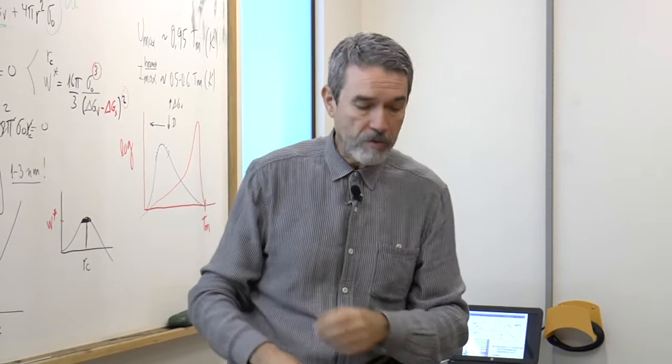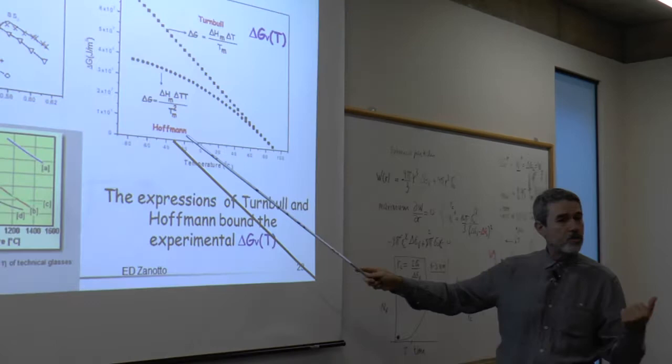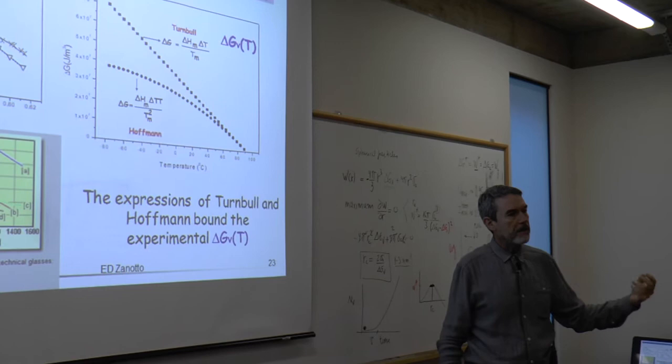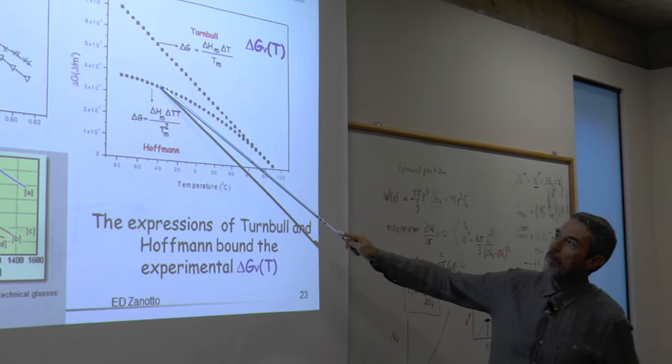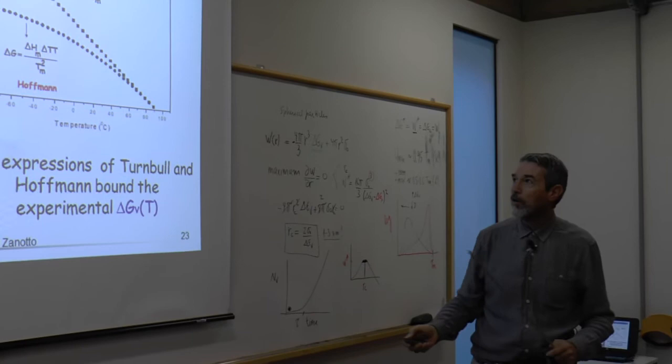There's another expression due to Hoffman. This is John Hoffman, the same who measured nucleation rates in polyethylene. Delta H M over T M squared, delta T times T. So this is a lower bound. This is an upper bound. The experimental values are normally in between.